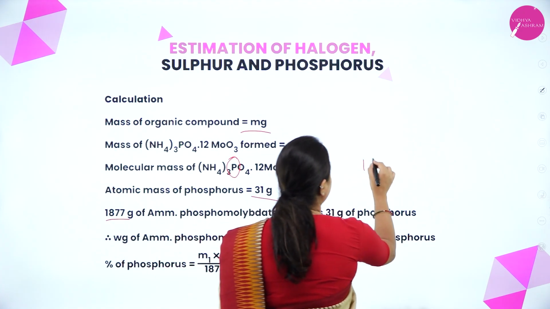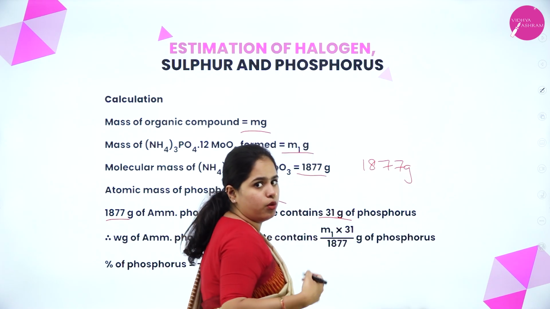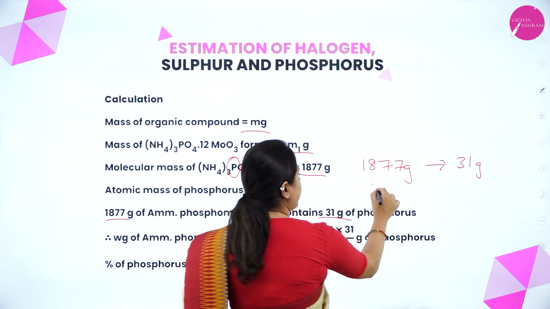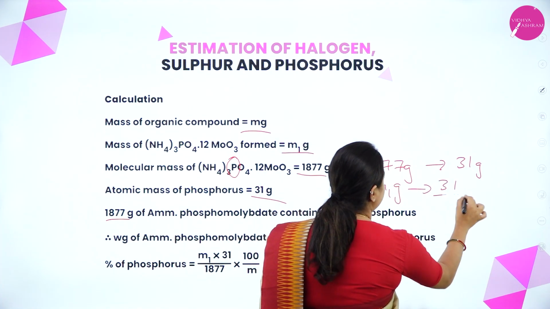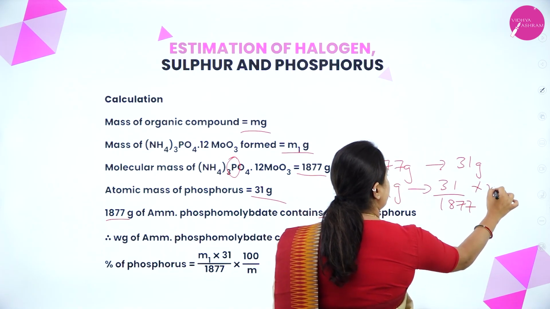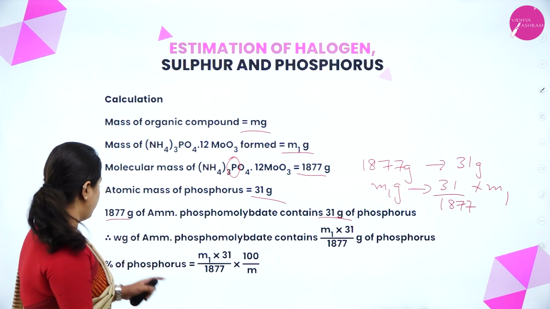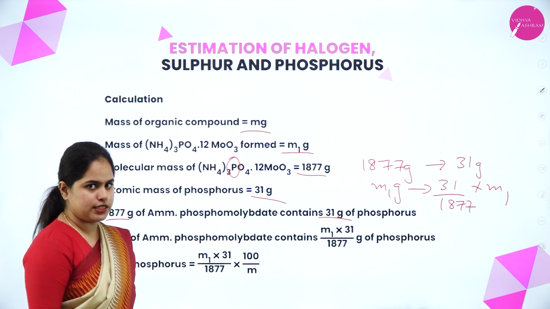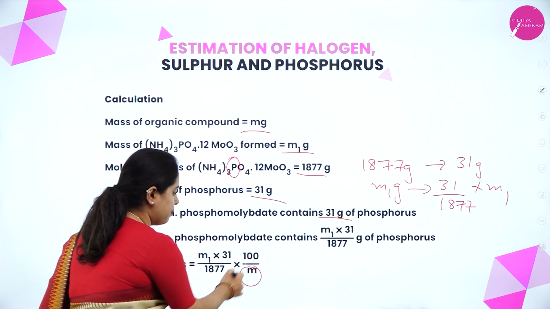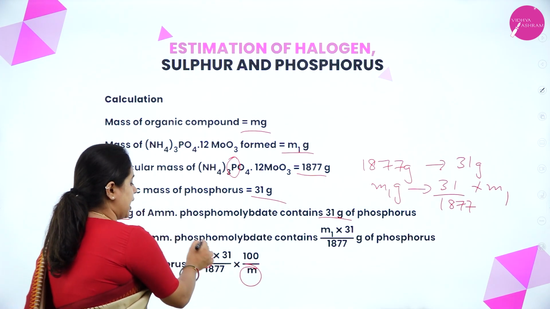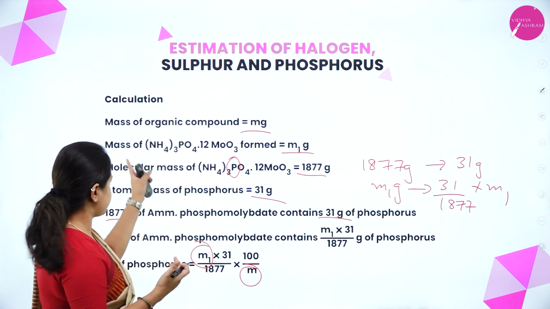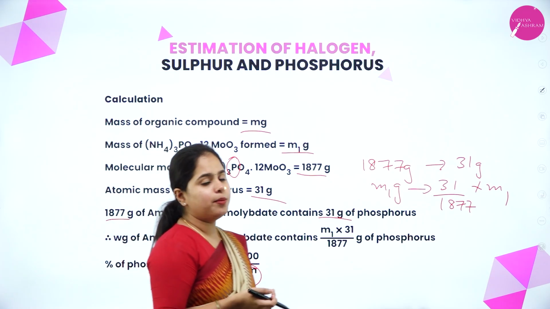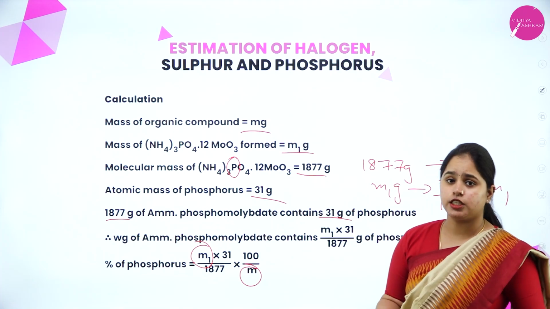That means 1877 gram of ammonium phosphomolybdate contains 31 gram of phosphorus. Then M1 gram will contain how much? 31 divided by 1877 into M1, right? So that is what is shown here. Then how do you calculate the percentage of phosphorus? It is M1 into 31 divided by 1877 into 100 by M. So this M is the mass of the organic compound, and this M1 is the amount of ammonium phosphomolybdate which is formed. I hope it is clear. So this is one method by which we can calculate the percentage of phosphorus.